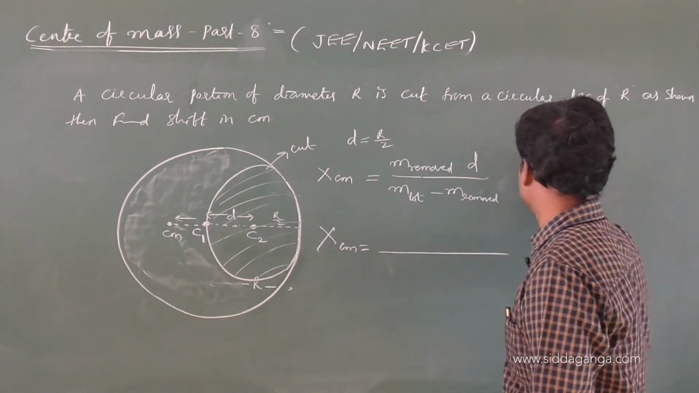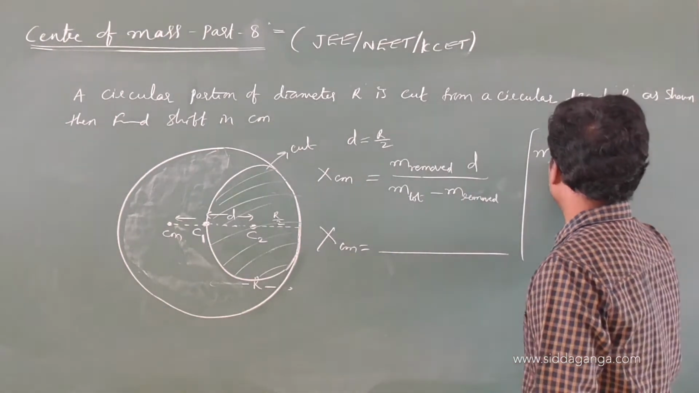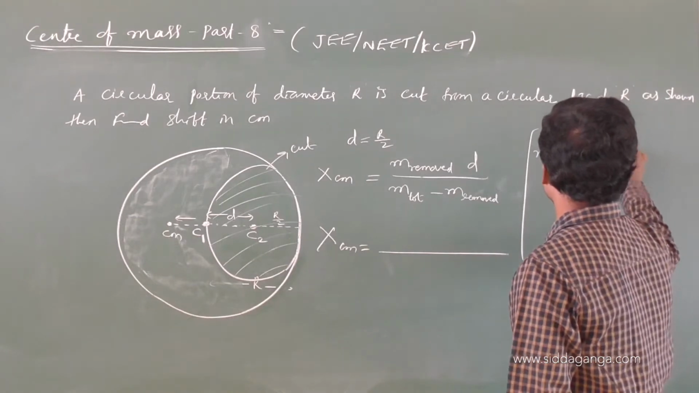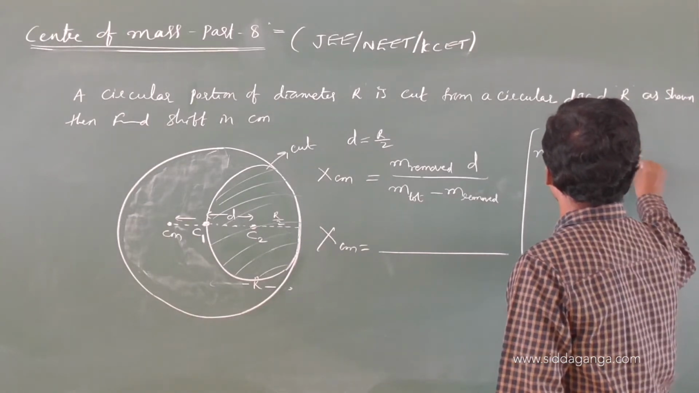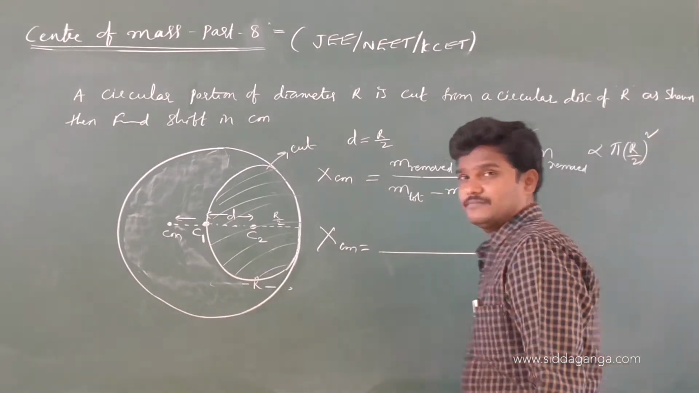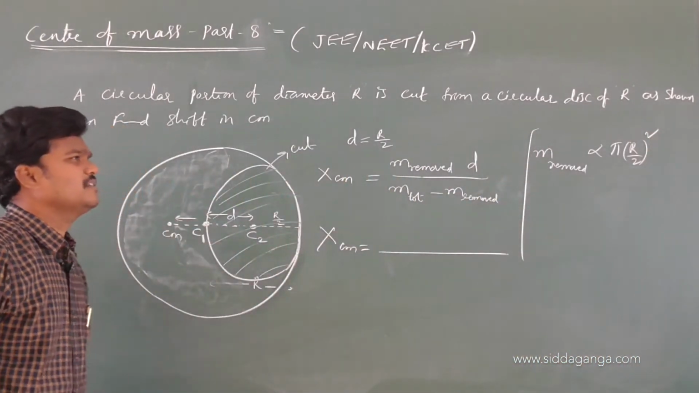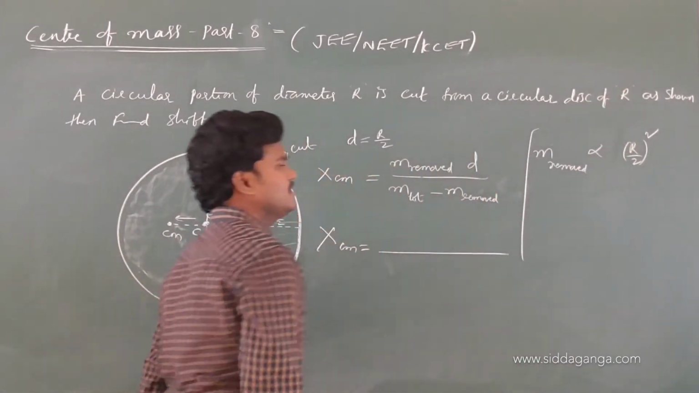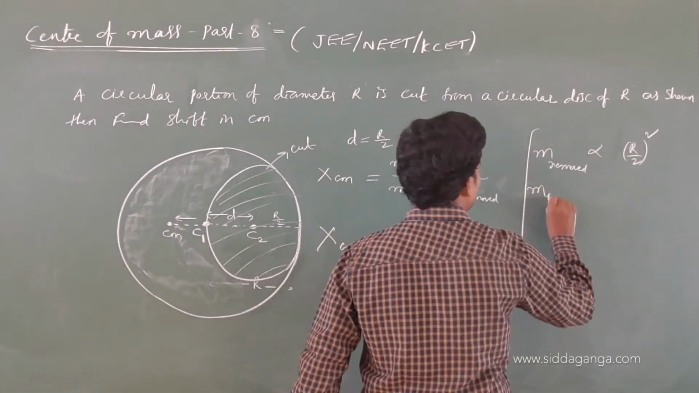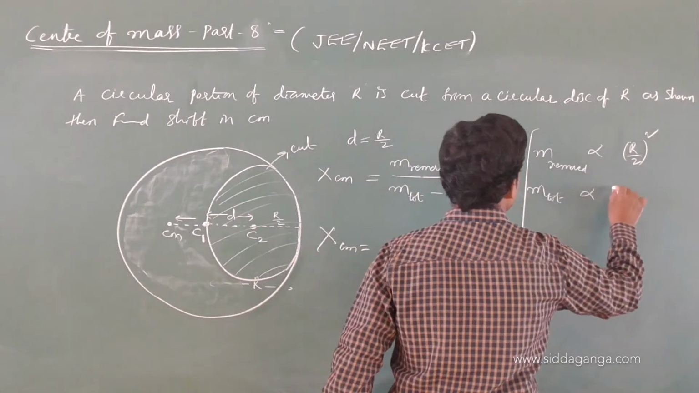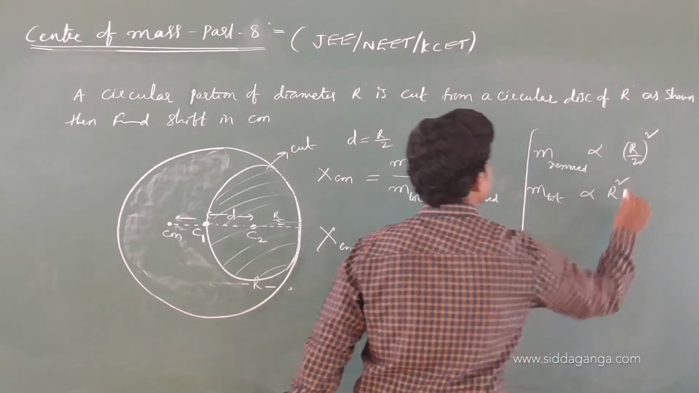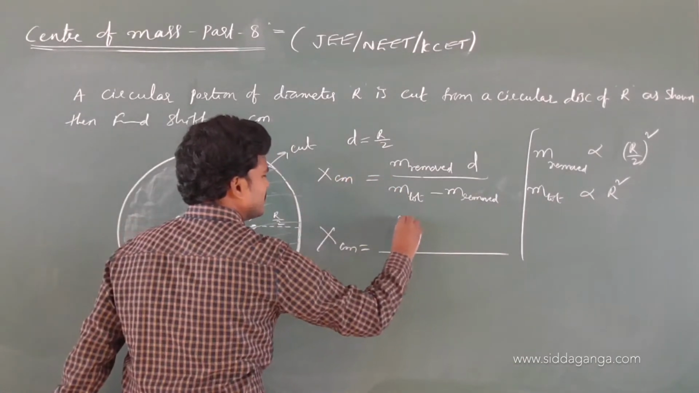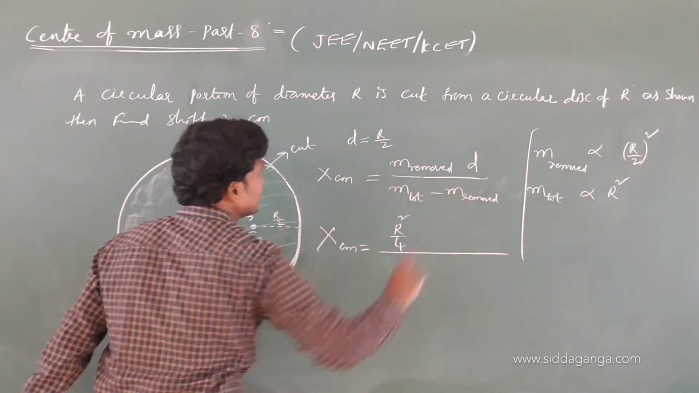So let me write here. Mass removed is proportional to area, which is pi times (R by 2) whole square. The thickness and density are constant, and pi is also constant. Total mass is proportional to pi capital R square. So removed is R square by 4, (R by 2) whole square, R square by 4.